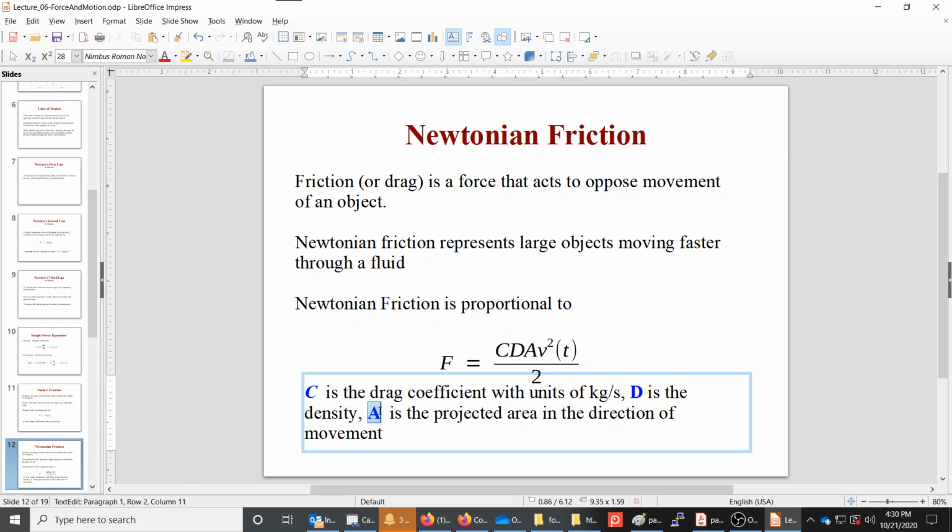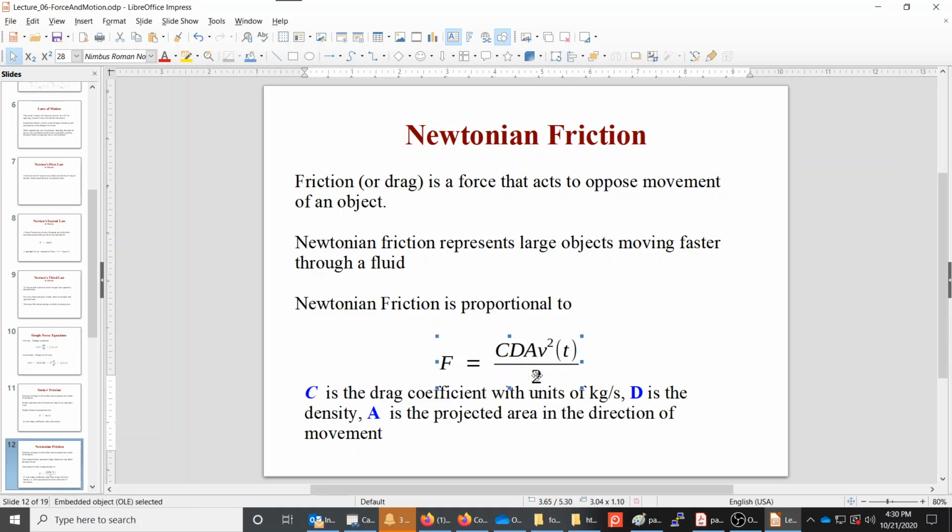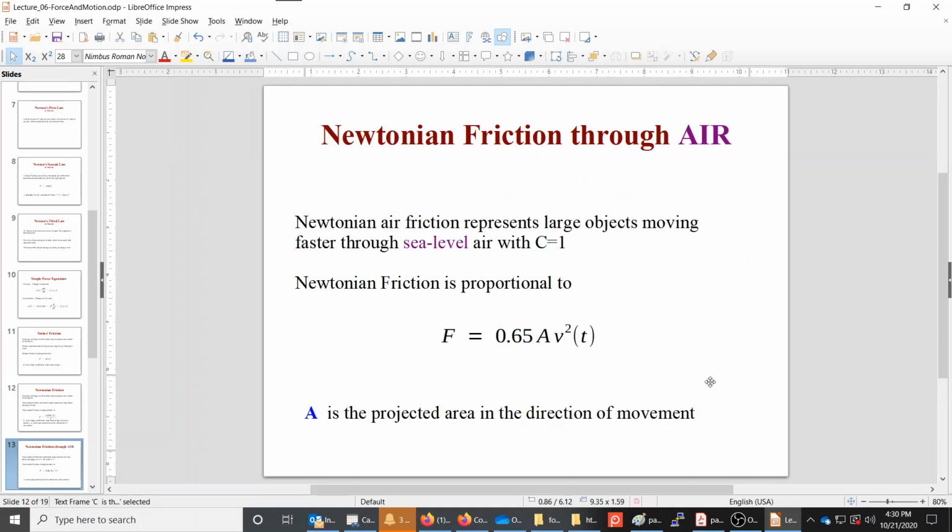And then the area is the cross-sectional area that you're presenting to the material that you're trying to move through. And then the other aspect of this, there's a factor of 2 in here, and then there's velocity squared. All right, so if we use Newtonian friction, then we actually have to deal with the square of the velocity instead of just the first order velocity.